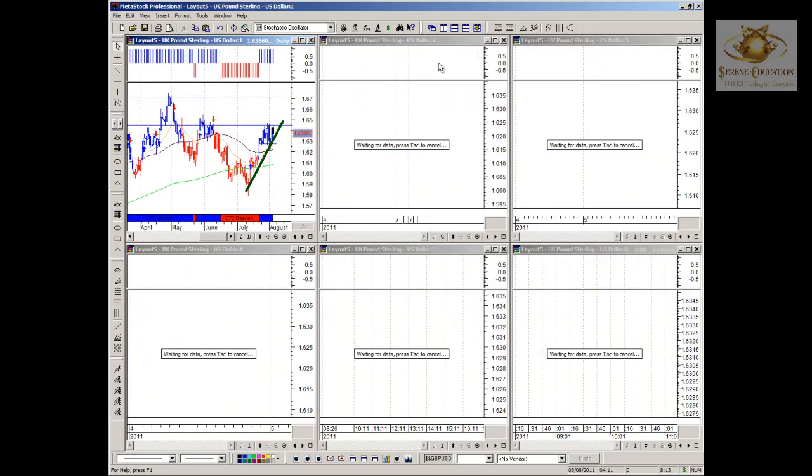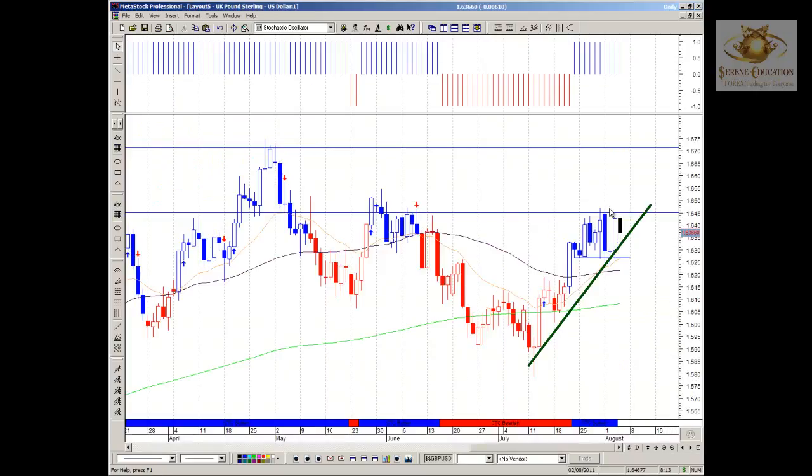So if we look at, I don't have my intraday dot, but you can see that ideally I want to see a break and close higher than 1.6450. Otherwise, look for consolidation to the downside for this pair.